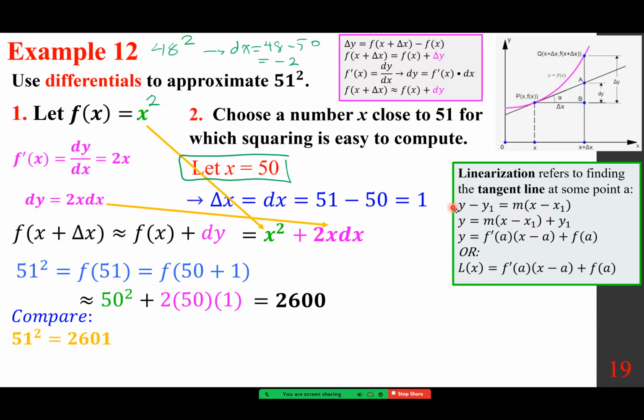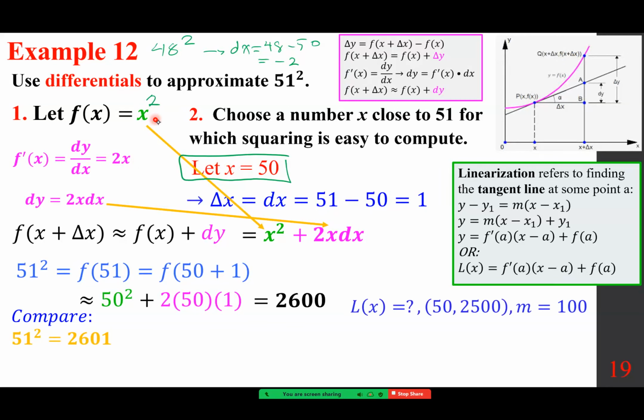Can anybody tell me what pair do we need? What pair are we talking about? We want to find the equation of a tangent line for this function. X is 50. Plug it in. Y is 2,500. So you plug in 50 into the original function. That gives you the pair. You plug it into f prime. That gives you the slope.